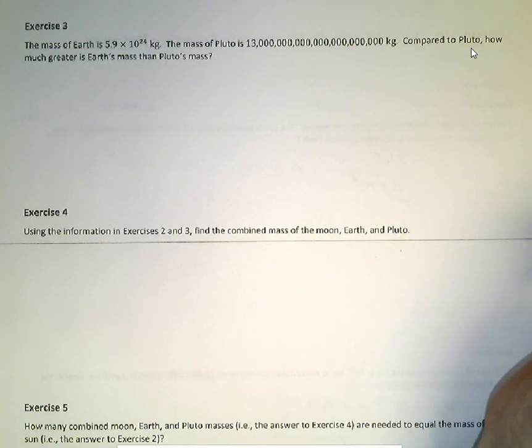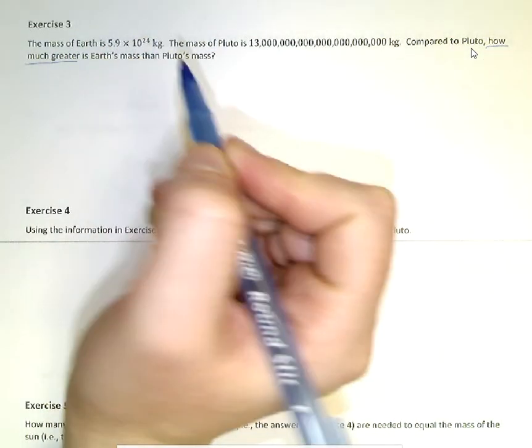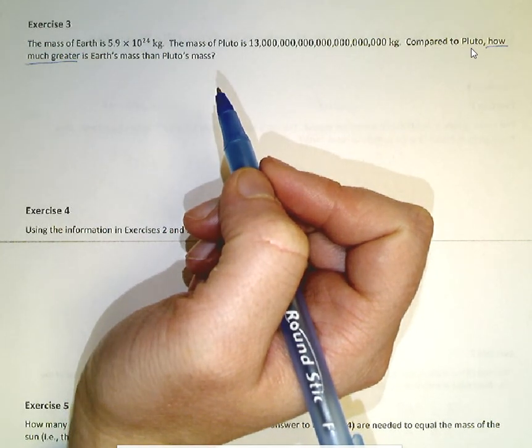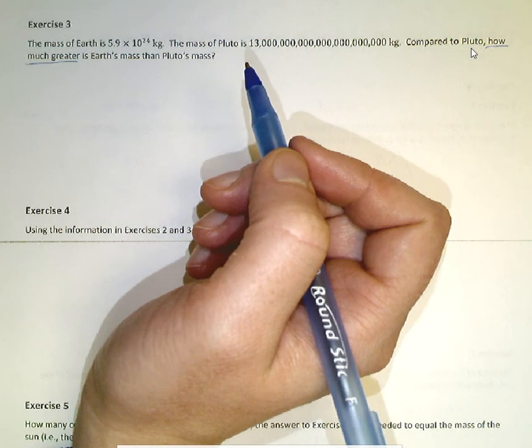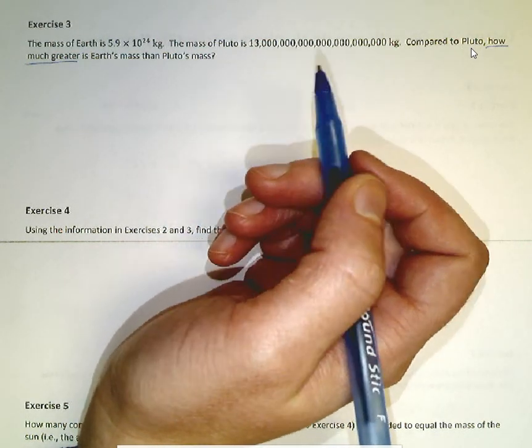So let's look at the key words here. How much greater? They're not asking us for how many times. They're asking us just to compare one toward another. How much greater? Since we are just comparing, we are subtracting. We are finding the difference between the two.